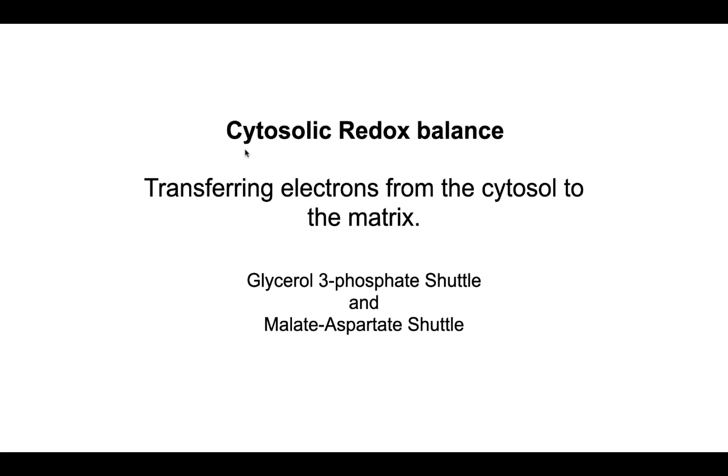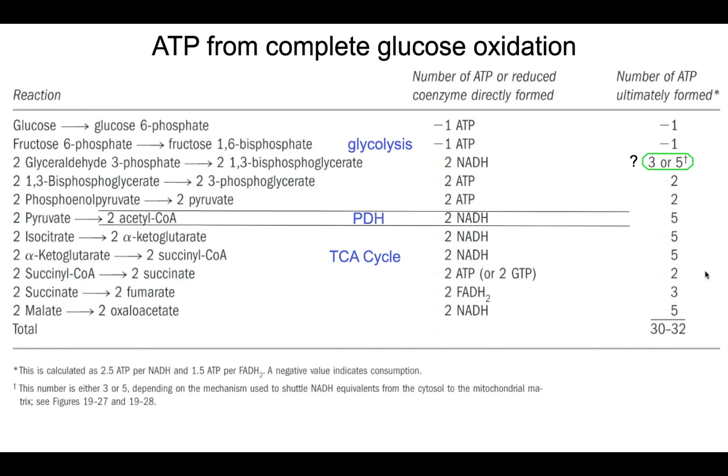And this is called the cytosolic redox balance. So balancing the NADH in the cytoplasm and the matrix. And there's two ways that cells can do this. And some cell types use one way, and some cell types use a different shuttle. And so when we look at this here between 3 or 5, it depends upon what cell type we're looking at.